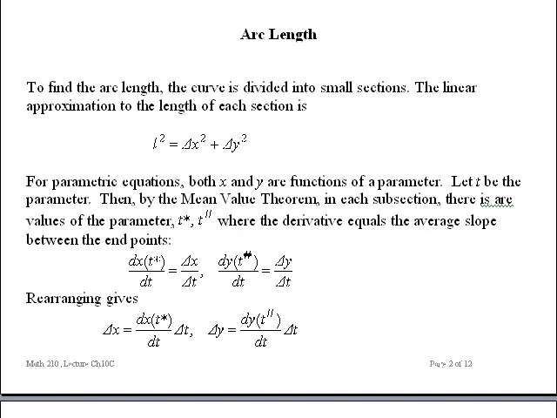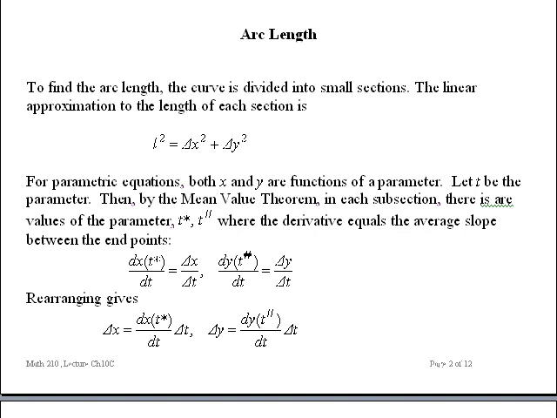Alright, so we have the length of this little section, which we're going to approximate as linear. The length squared equals delta x squared plus delta y squared. And in the parametric equation, both x and y are functions of this parameter, which we're going to say is t. And then we're going to use the mean value theorem.